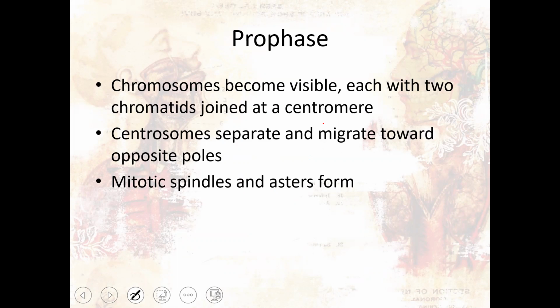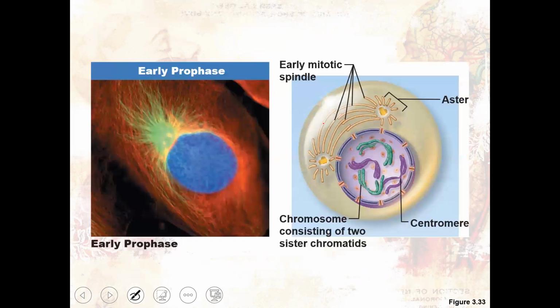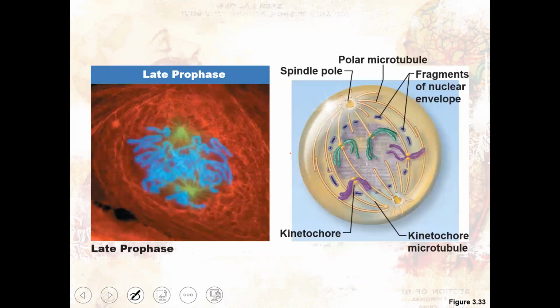This is how cells replicate. So here's prophase, right? We condense the chromosomes, the nucleus starts to fall apart. You get this mitotic spindle forming here. Later in prophase, the nucleus dissolves and the little spindle attaches to the chromosomes.